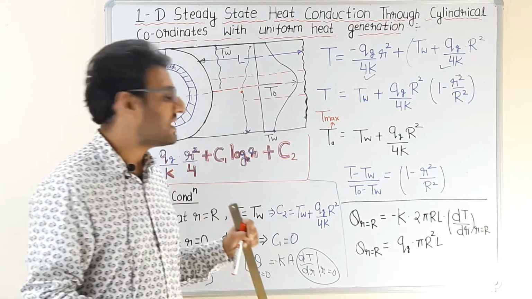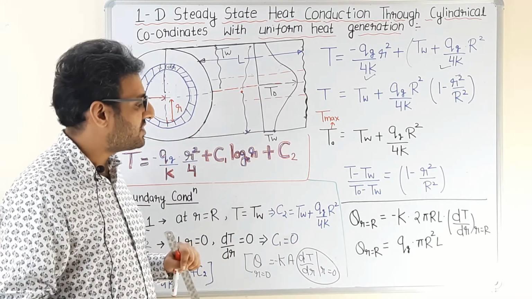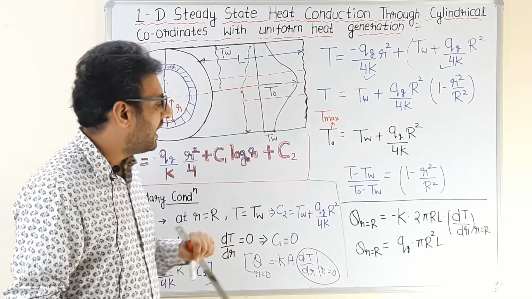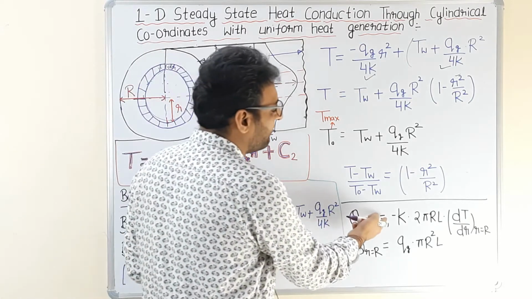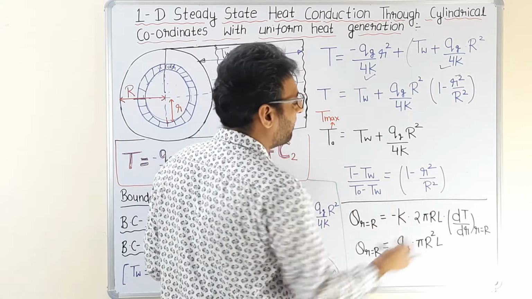Now we are going to discuss the last objective of our discussion, which is to determine the heat transfer rate. The heat transfer rate is given by Fourier's law of conduction, minus KA dT/dr.